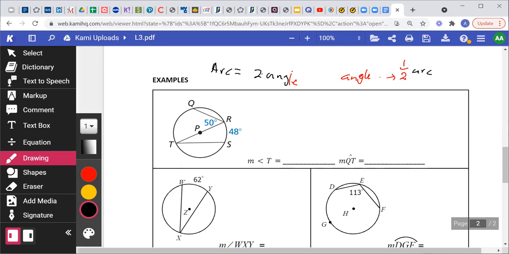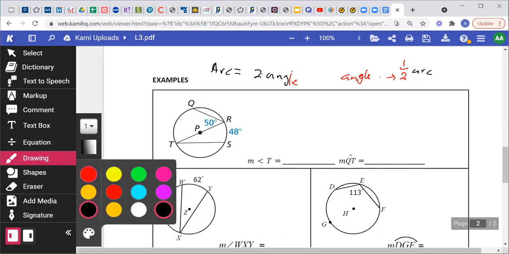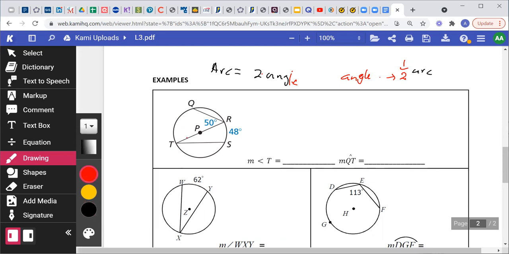So here we want to find the measure of angle T, this angle T here. And we know the intersected arc here is 48. And T is an inscribed angle, so it's going to be half of the intersected arc. So what is half of 48? 24.